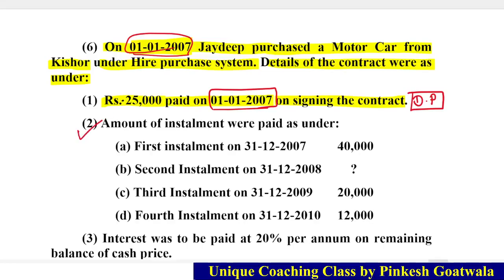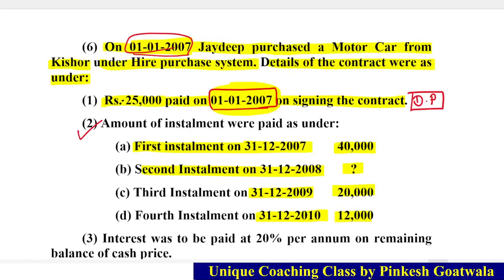Then they give the amount of installments. Okay, so let's see all the installments. First installment on 31st December 7, right? Because the purchase was made on 1st January 7. So in December the first installment will come, 40,000. Second installment 2008 December, but here there is a question mark. Then 2009 and 10. So what is the twist point here? Here they didn't give one installment.